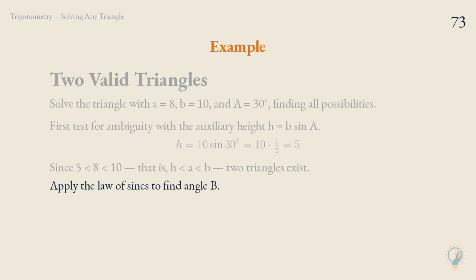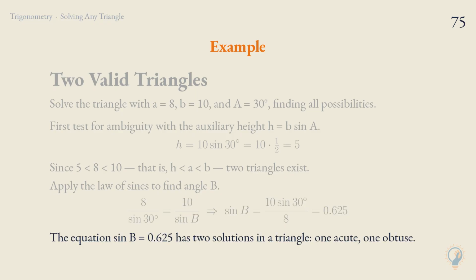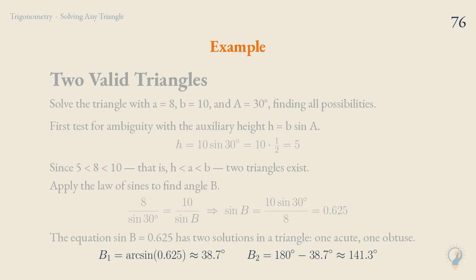Apply the law of sines to find angle B. 8 over the sine of 30 degrees equals 10 over the sine of B. Solving for the sine of B gives 10 times the sine of 30 degrees over 8, which is 0.625. The equation sine of B equals 0.625 has two solutions in a triangle, one acute, one obtuse. B sub 1 equals the arcsine of 0.625, approximately 38.7 degrees. B sub 2 equals 180 degrees minus 38.7 degrees, approximately 141.3 degrees.